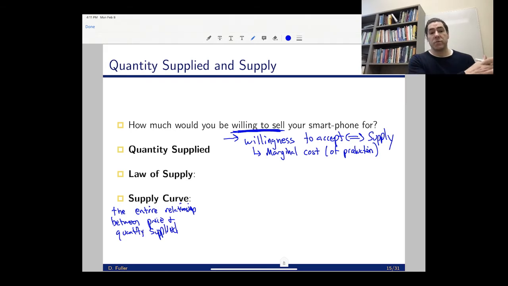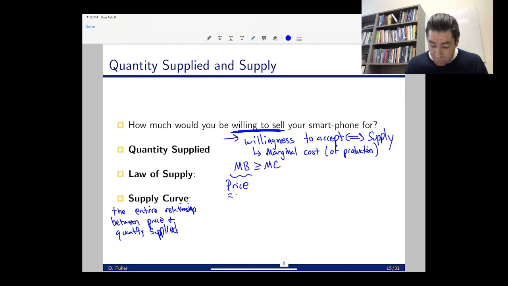What determines my willingness to accept? Well, let's go back to chapter 3. We talked about optimization. Optimization says I want my marginal benefit to be at least as big as my marginal cost. So if the marginal benefit of doing one more of something is bigger than the extra cost of doing one more of that thing, it's beneficial for me to do that. So think of it from a seller's perspective. I'm going to sell you one more smartphone. The benefit to me as the seller is whatever money you're going to give me. That is the price.